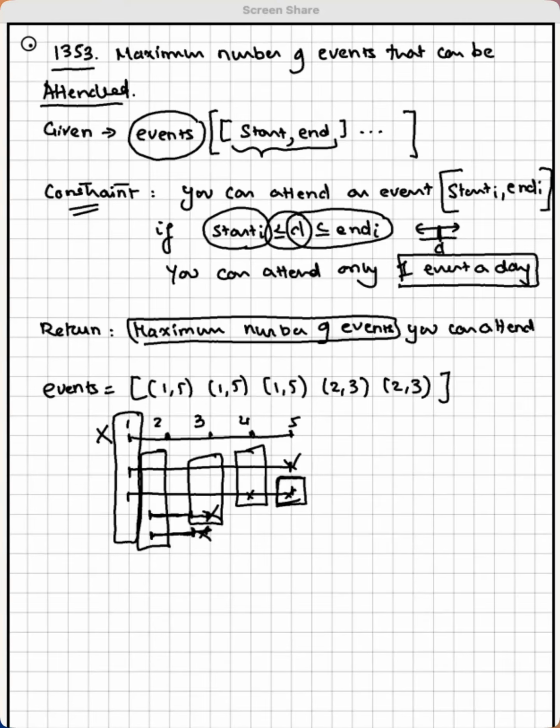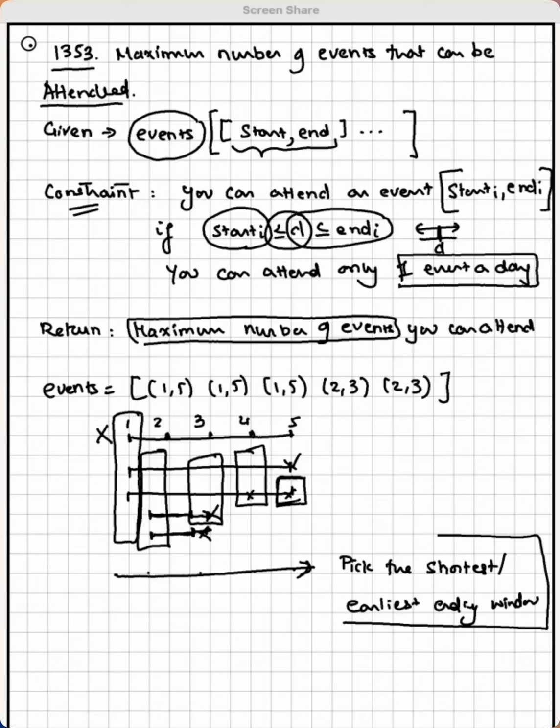So if you notice, what happened was we went day by day. And as we went day by day, we had multiple choices. And in those choices, we always picked the one that was ending first. Okay, so what happened was pick the shortest or earliest ending window. Okay, so this was a condition that we were applying as we were progressing.